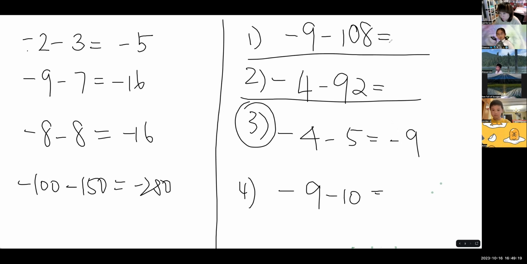Let me see. -9 minus 108. Jordan. -96. No? -9 minus 100. -100 and 17. 17. Yeah. Okay, so next one. -4 minus 92. -96. -96. Very good. Okay, last one.